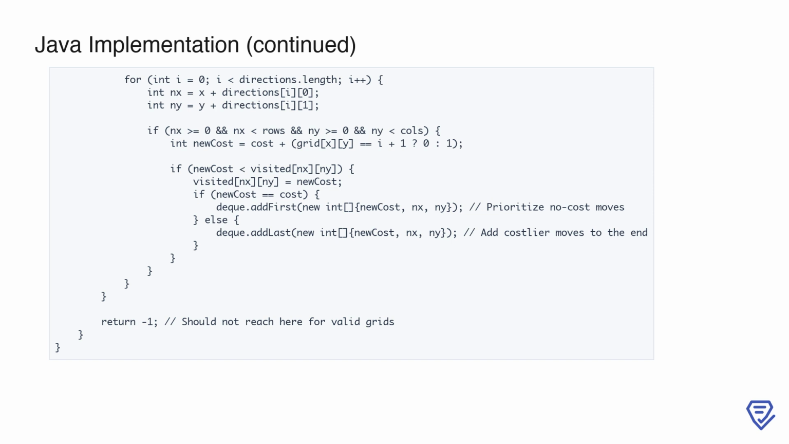Finally, if the loop finishes without finding a solution, which shouldn't happen for valid grids, we return -1 as a fallback. This implementation efficiently calculates the minimum cost using the 0 to 1 BFS approach.